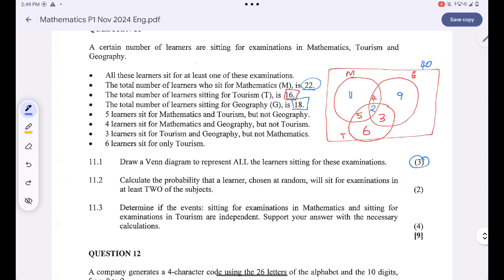Okay, and then now we are being asked to calculate the probability that a learner chosen at random will sit for examinations in at least 2 of these subjects. At least, guys, simply means 2 or more. So I'm just going to focus on this part, the parts that I've shaded.